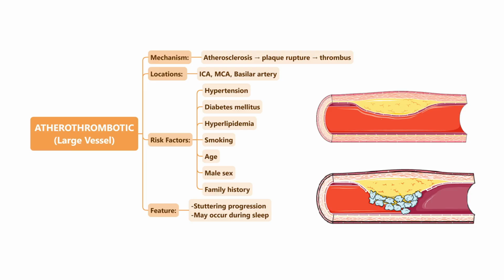The main risk factors are hypertension, diabetes mellitus, hyperlipidemia, smoking, advanced age, male sex, and family history. A characteristic feature of thrombotic stroke is stuttering progression, and these strokes may occur during sleep.